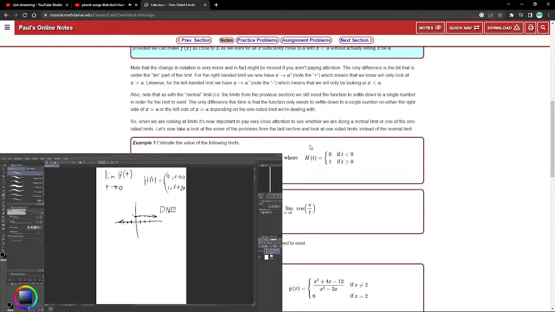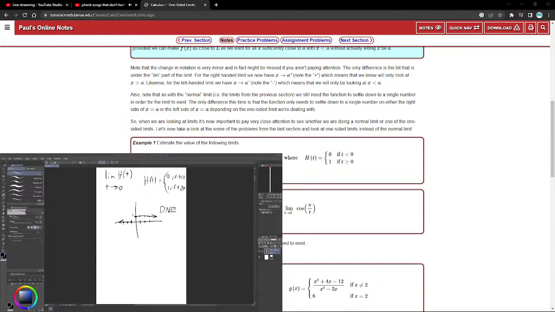Also note that, as with the limits from the previous section, we will still need the function to settle down to a single number in order for the limit to exist. The only difference this time is that the function only needs to settle down to a single number on either the right side of x equals a or the left side of x equals a, depending on the one-sided limit we're dealing with. So when we look at limits, it's very important to pay close attention to see whether we are doing a normal limit or one of the one-sided limits. Let's now take a look at some examples from the last section and look at one-sided limits instead of the normal limit.